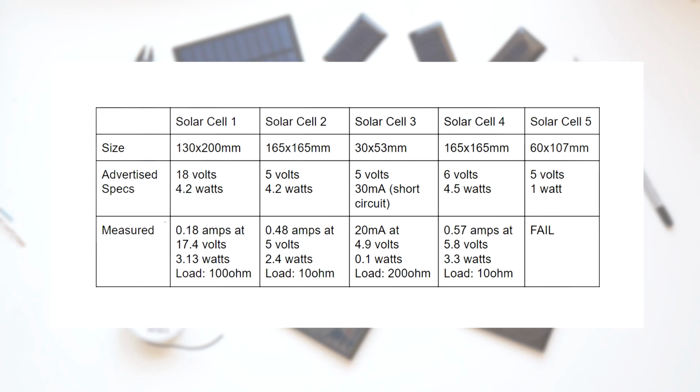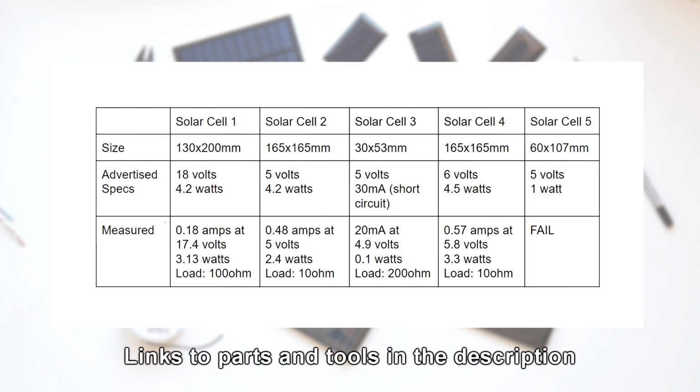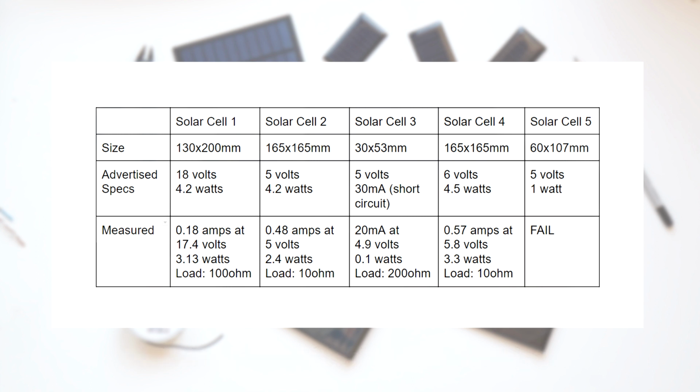Okay, let's summarize. The most power I got out of the 6 volt solar cell, and 3.3 watts are enough to power a small radio or charge a small battery. The big 18 volt cell also performed well, but I expected more out of the 5 volt cell. It generates a lot less power than the 6 volt cell, even though they have the same area. As expected, the tiny solar cell delivered a very small amount of power, just 1/10 of a watt.